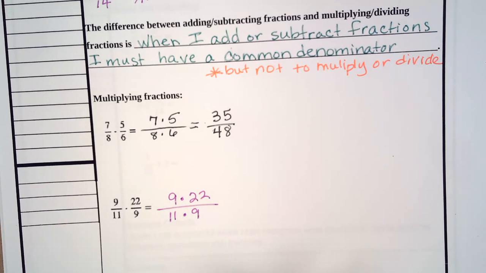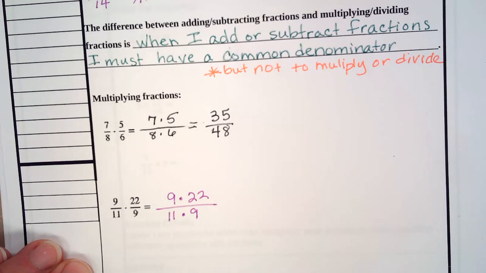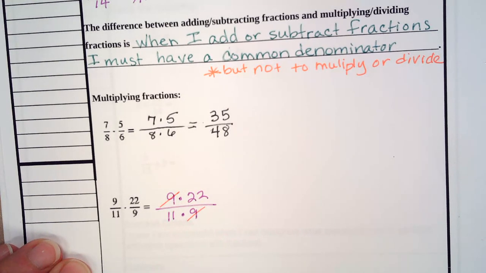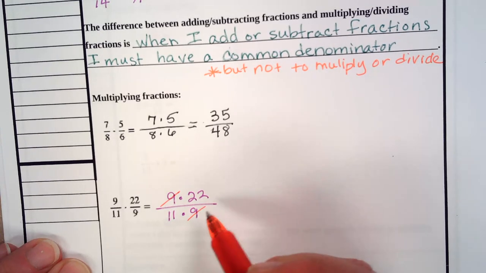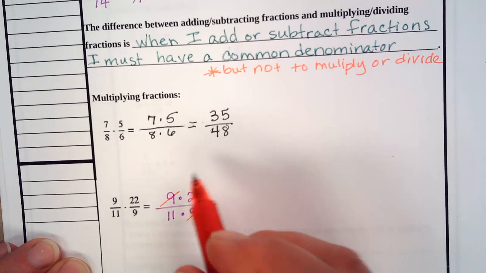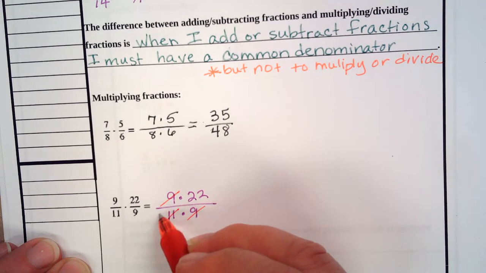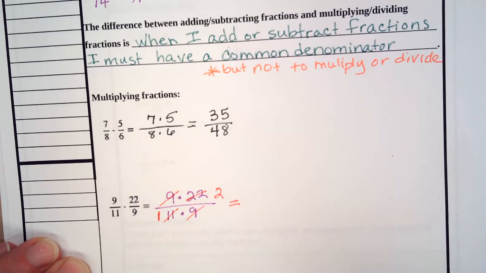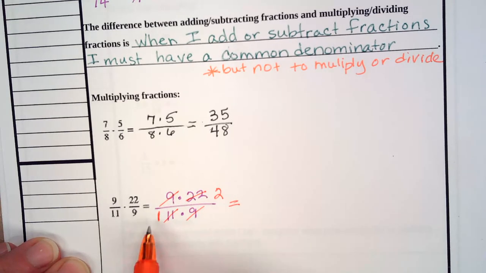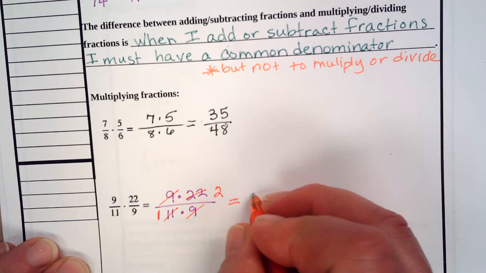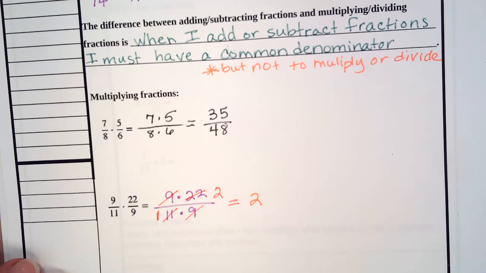Okay, as I'm looking, I notice I have a 9 on top and a 9 on bottom. They will cancel all out because 9 divided by 9 is 1. Now, 11 is a factor of 22. 11 divided by 11 is 1. 22 divided by 11 is 2. I've canceled out everything on the bottom. I'm dividing by 1. So this answer would simply be 2.